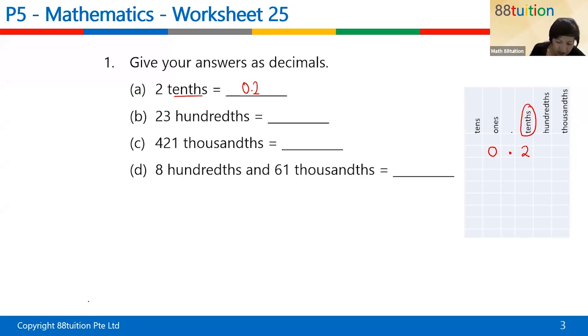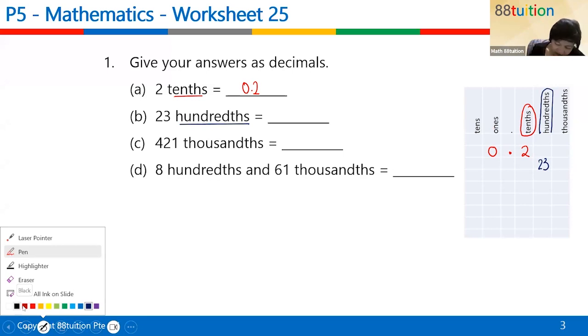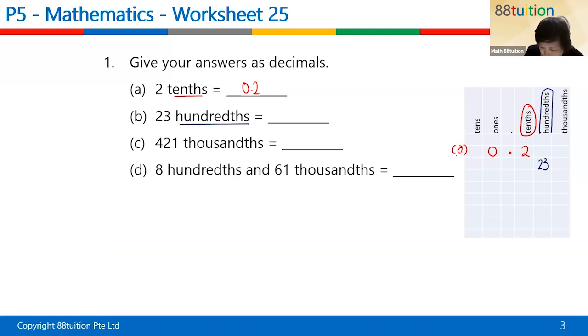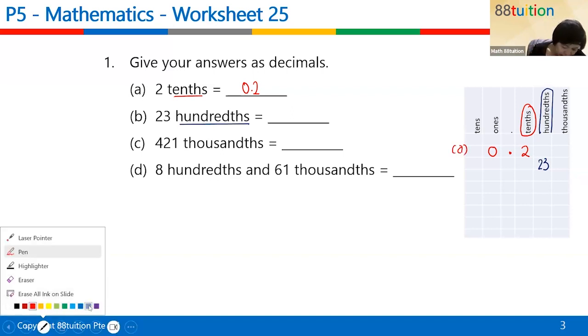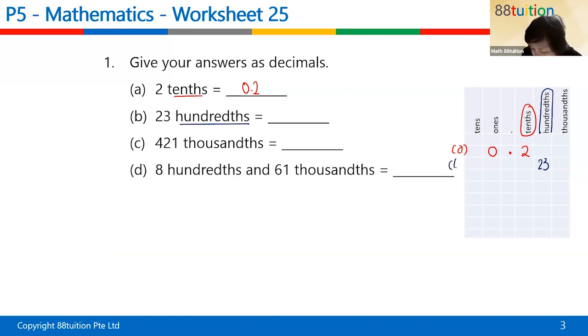Now, second part B is 23 hundredths. So I want you to go to the hundredths, okay, and then put a 23 here. Do you think this works? Do you think you can have 2 digits in the box? You can't, because the characteristics of this only allows 1 at a time. So then what can you do? You regroup. Never mind. So 23 becomes, go backwards, 3, 2. So holding place, there's a 0 here. So 0.23.